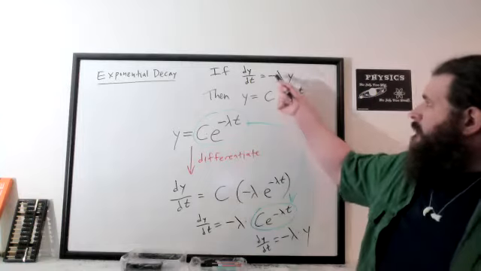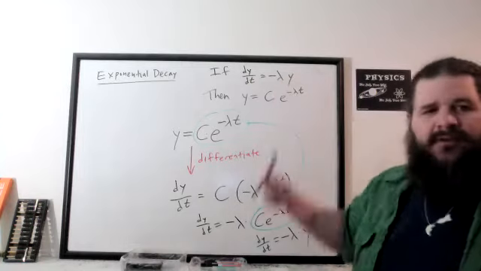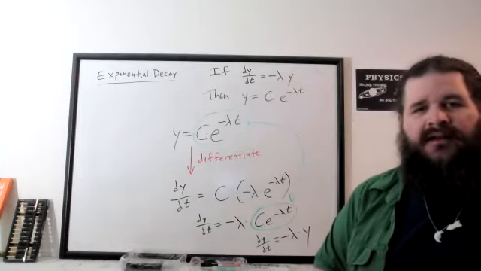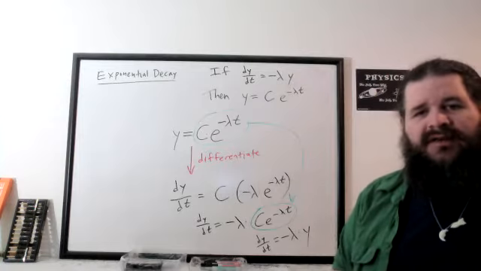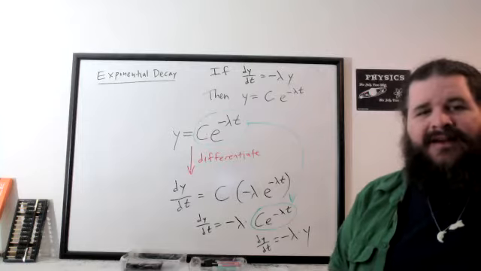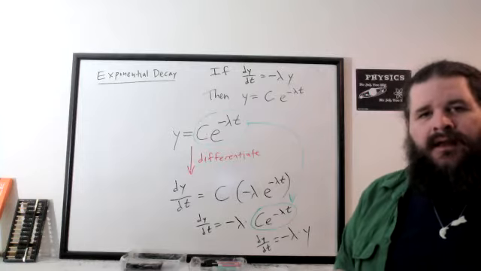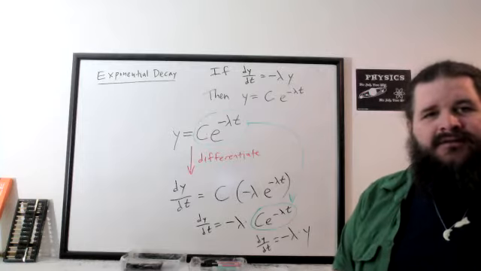And of course, if it was a positive constant, we get a positive constant in the exponent as well. So this also works for exponential growth. The only difference between growth and decay is that constant positive or negative. Any questions on that so far?